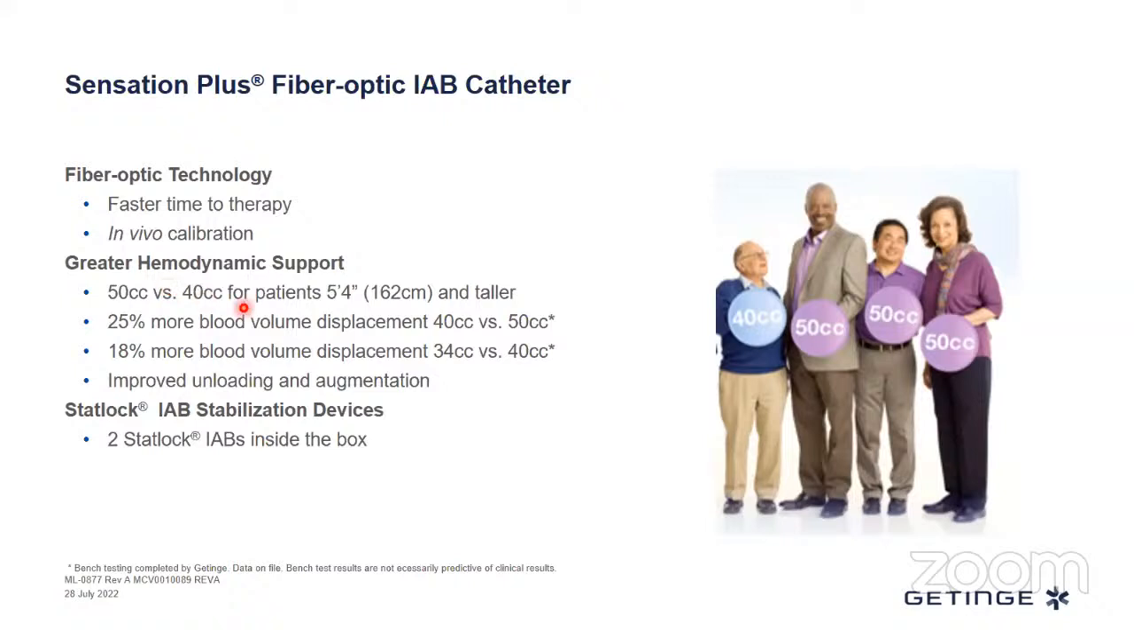So for a 50 cc versus a 40 cc for patients 1.62 and taller, you have 25% more blood volume displacement when you insert a 50 in place of a 40, and an 18% more blood volume displacement if you insert a 40 where a patient could only get a 34 cc. And this, of course, improves unloading and augmentation itself.